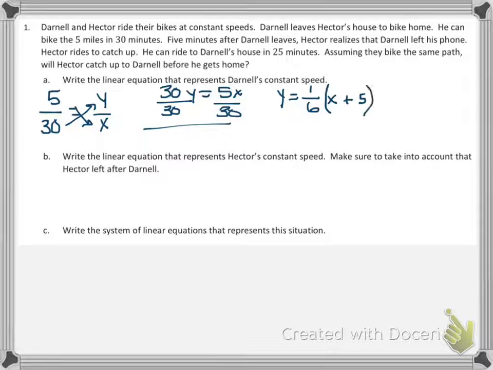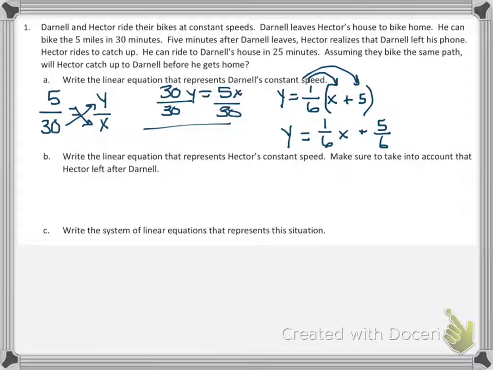And then we can completely write this equation by simplifying using the distributive property. 1/6 times x is 1/6 x, and 1/6 times 5 is a positive 5/6. So there's the equation for Darnell.